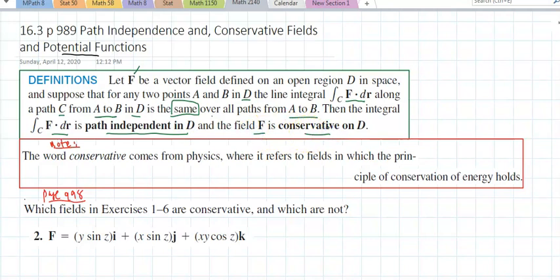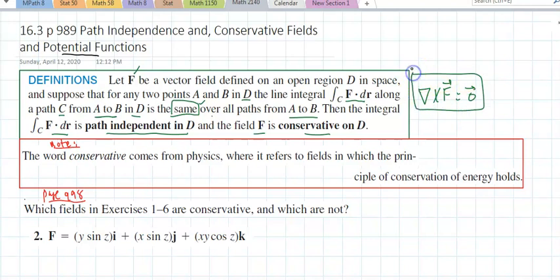So if we have a conservative vector field, it doesn't matter which path you go along a curve C from point A to point B. All of these would be the same. And an easy way of checking if you have a conservative vector field is by taking del crossed with F and seeing if you get the zero vector.